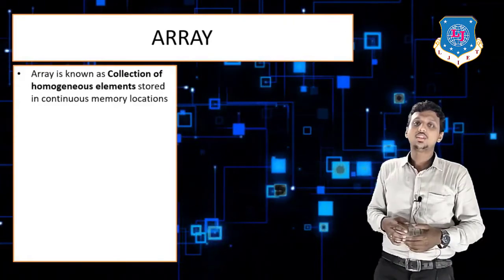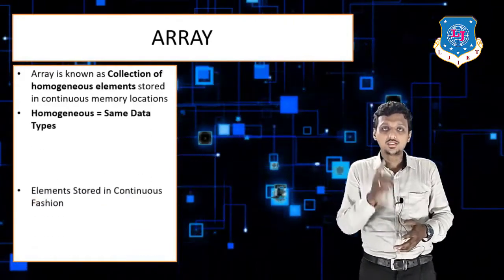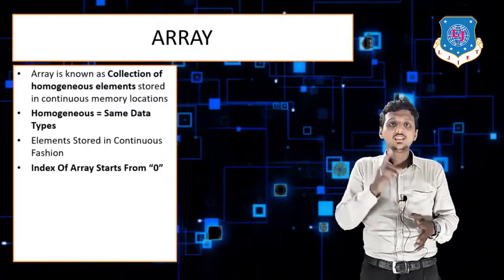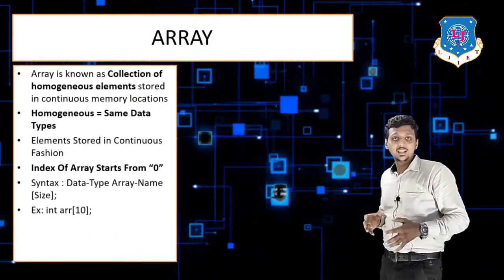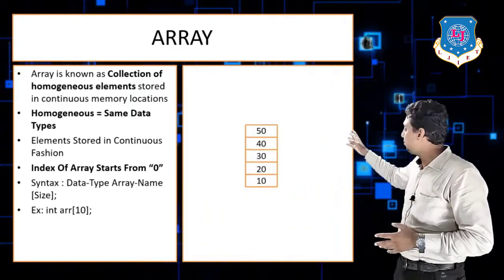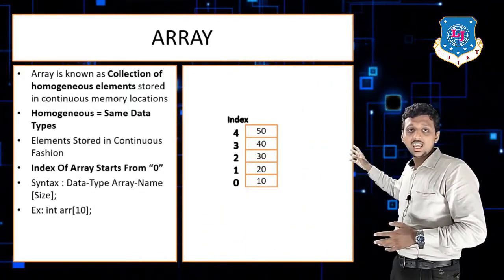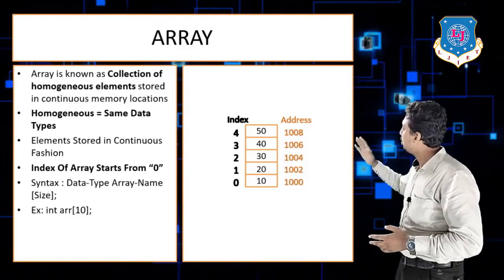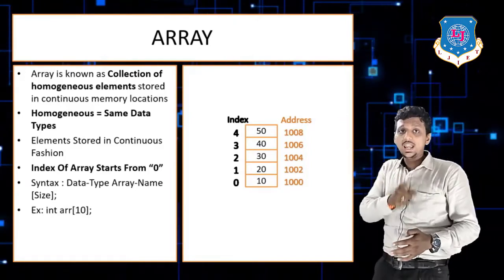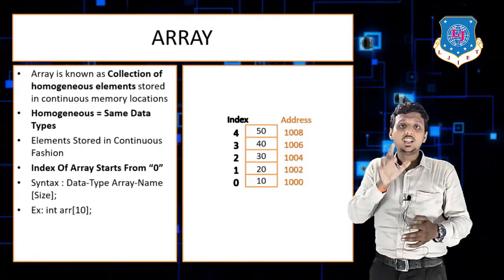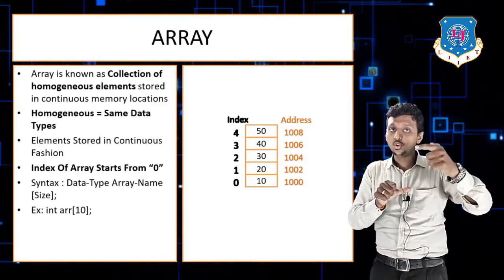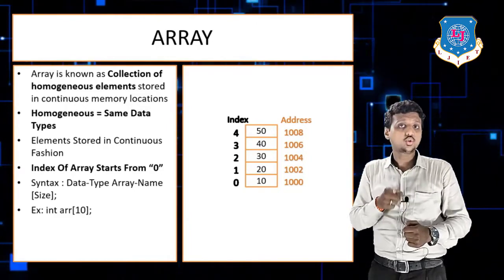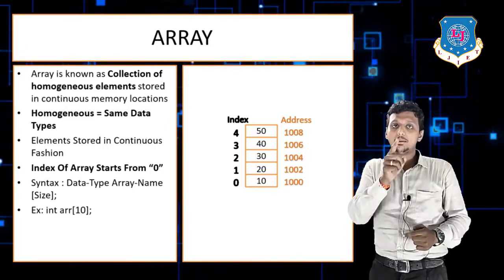In an array, students, the index starts from 0. In memory, array elements are stored in a sequential manner. If you can see this figure, here are elements like 10, 20, 30, 40 and 50, and my index goes 0, 1, 2, 3 and 4. If my array size is 5, then the range of index should be 0 to 4. If my array size is 10, then the range of my indexes should be 0 to 9. Make sure about it.